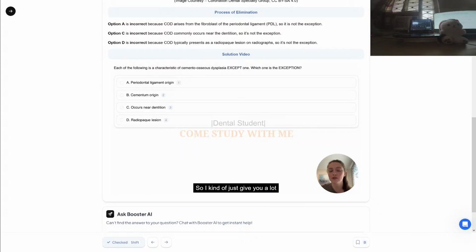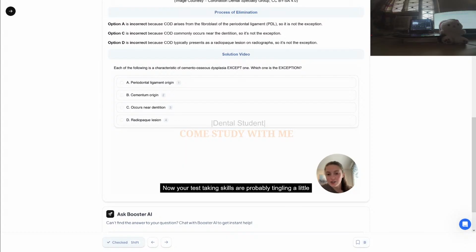So I kind of just gave you a lot of information about cemento-osseous dysplasia, but let's really break it down and look at these answer choices. And I purposefully avoided saying some of the information in that description so that we can talk about them with the answer choices. So what is the exception of a characteristic of cemento-osseous dysplasia? So we have periodontal ligament origin, cementum origin, occurs near dentition, and radiopaque lesion.